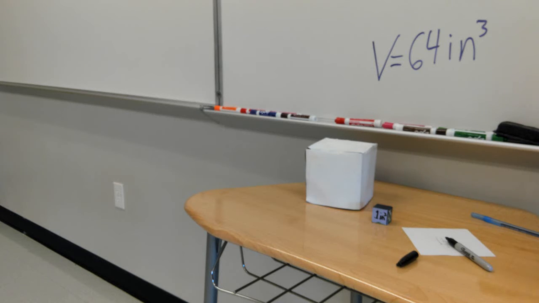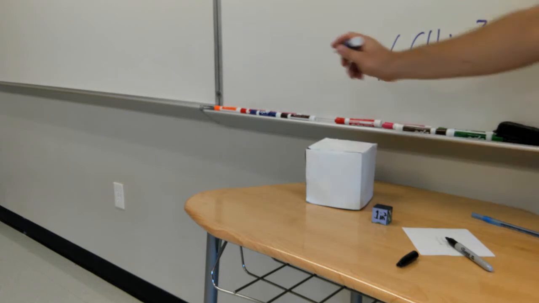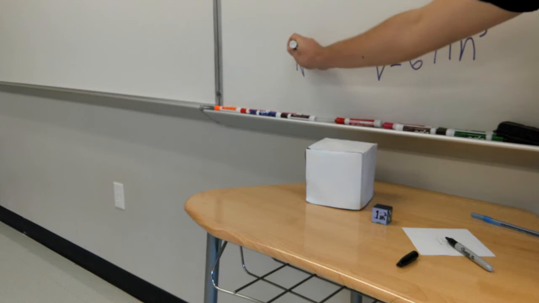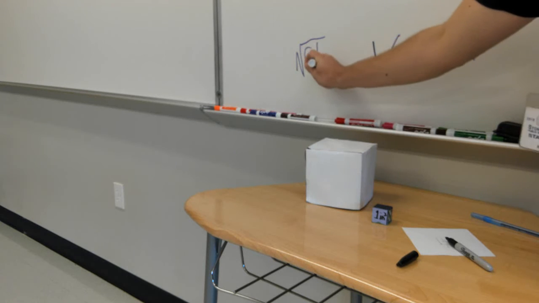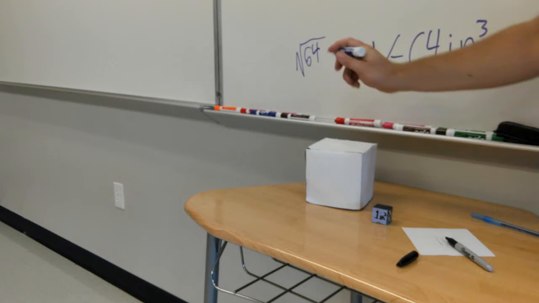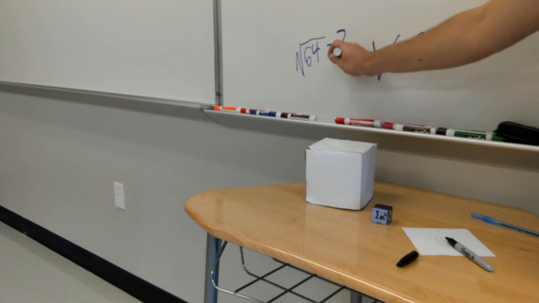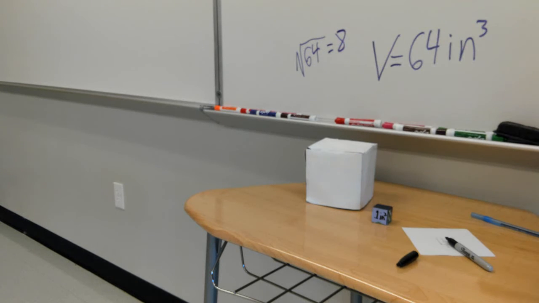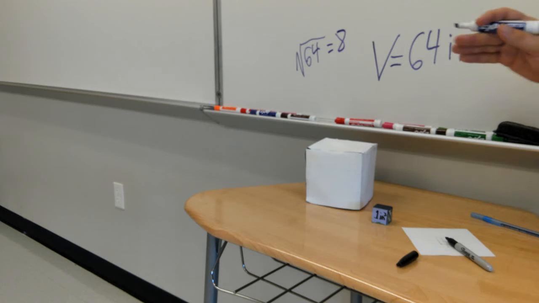Now, you might be like, oh, Mr. Drago, I know that the square root of 64, because that's something we've learned about, is 8. You might think that is 8 inches tall. But that would be wrong.